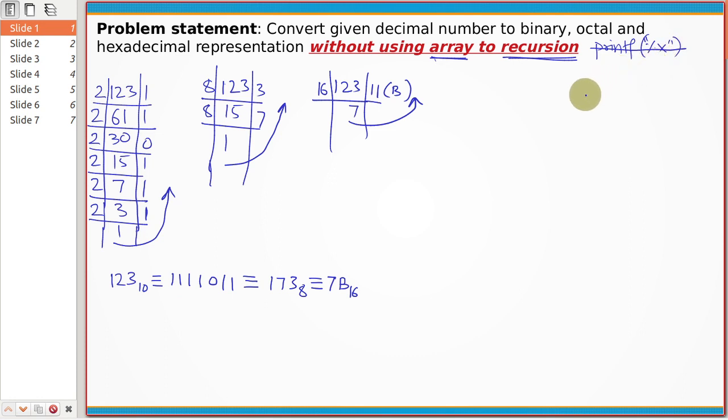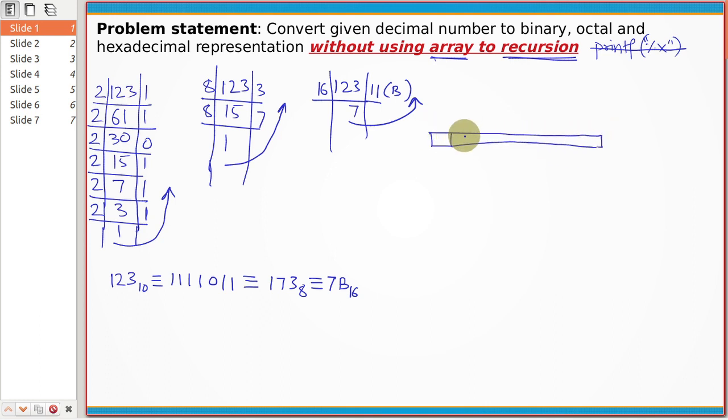We want to actually write the C program which converts decimal into binary, octal, and hexadecimal. Let us try to look into it. And the key thing is we don't want to use array or recursion. Generally, why do we need to use array or recursion?